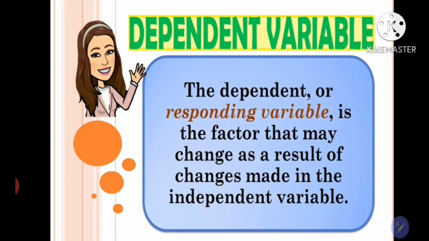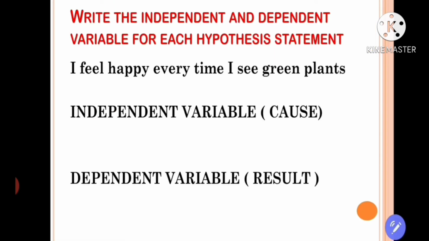If independent variable is the manipulated variable, dependent variable is our responding variable. It means this is now the result. Siya yung magiging product. Okay? Siya yung naapektuhan ni independent variable. So, this is now the result. So, yung cause, yung dahilan, ay si independent. So, ang result or product ay si dependent variable.